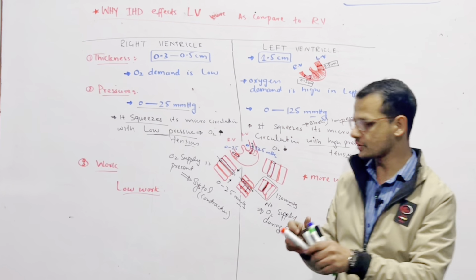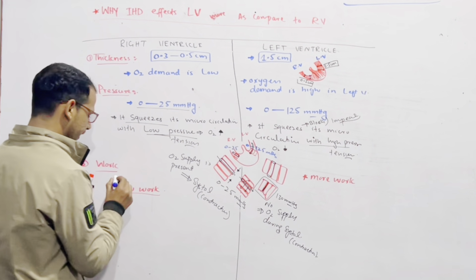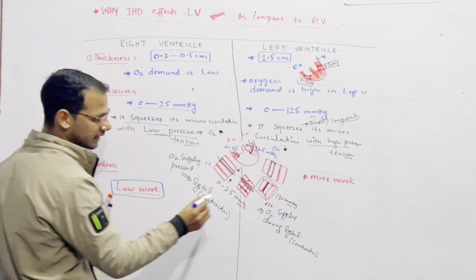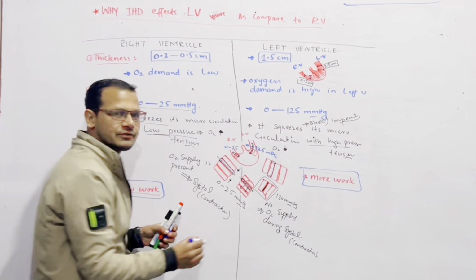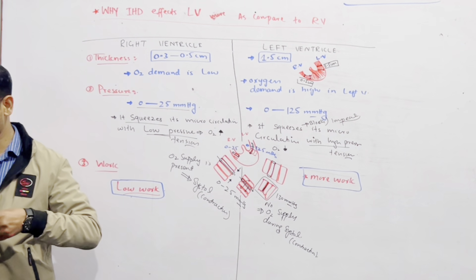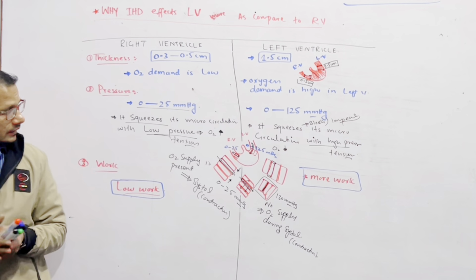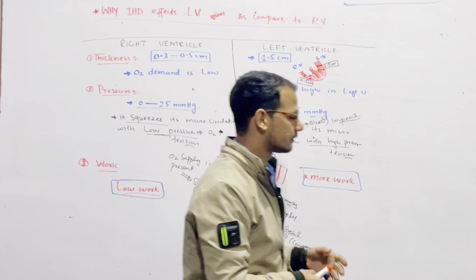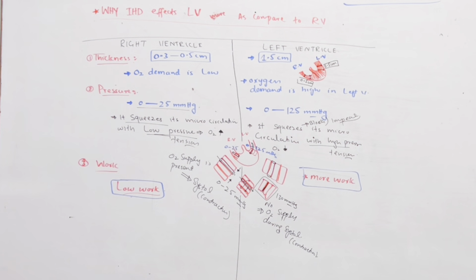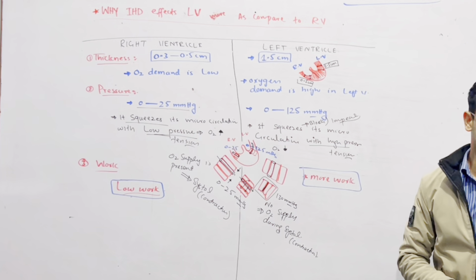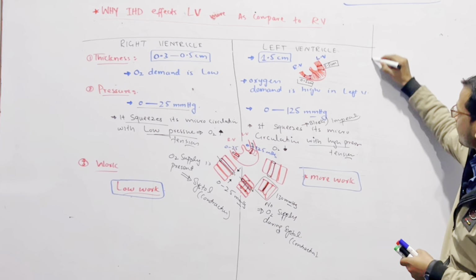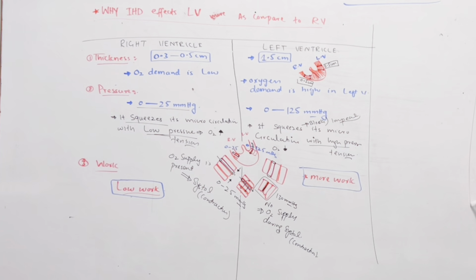And due to this low and high work, there are low chances of ischemic heart disease on the right and high chances on the left. These are the points due to which the left side is at high risk of ischemic heart disease as compared to the right side. Now after this we will go for the causes of ischemic heart disease.